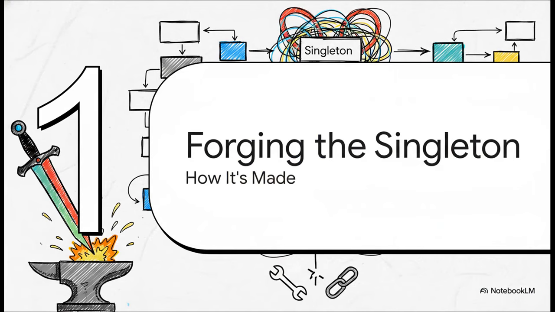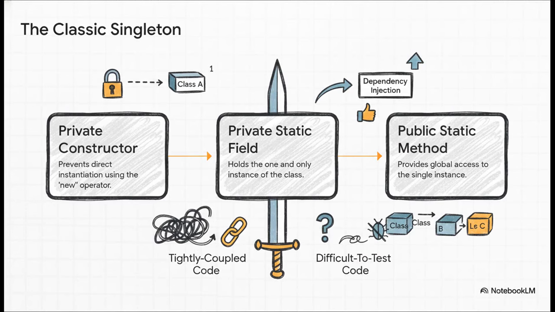So how do we actually make one of these things? At first glance, it looks pretty straightforward, but like any finely crafted tool, the details really matter, especially when you need it to hold up under pressure. It's really just a classic three-step recipe. First, and this is key, you make the constructor private. Why? So nobody can just go and create new instances whenever they want. You're locking it down. Second, you create a private static variable inside the class. This is what's going to hold our one and only instance.